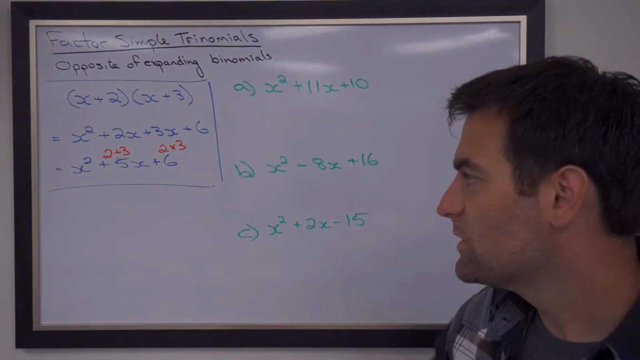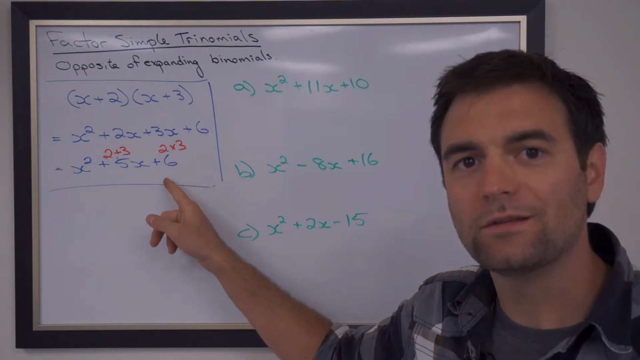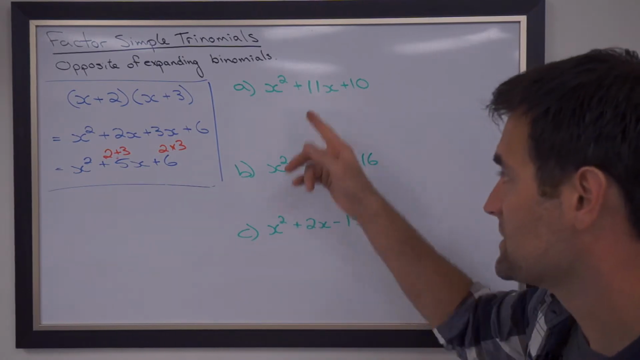So using that information, we need to find two numbers that add to this middle number and multiply to this last number to go backwards. That's what we'll do in these examples here.